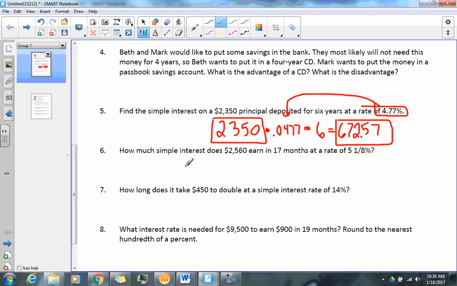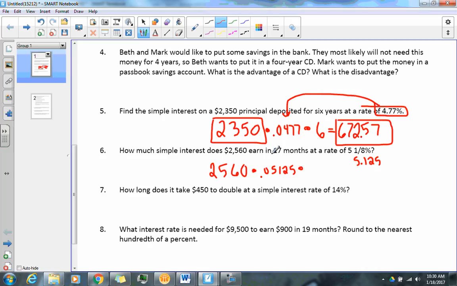All right, so for example, let me see if I can do the one. Let's do question number 6. It looks pretty simple. $2,560 at a rate of 5 1/8%. So 5 1/8% is 5.125. So I'm going to multiply that, big dot multiply, 0.05125. Remember, writing with my mouse.